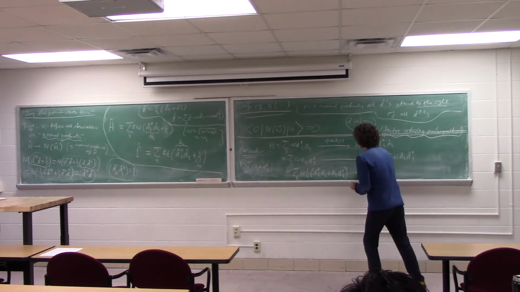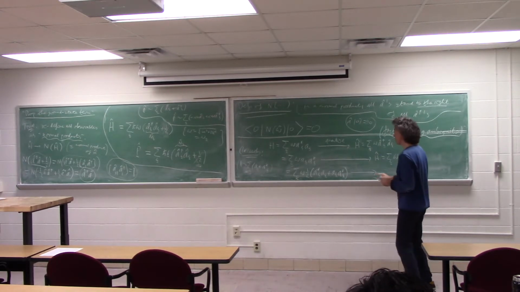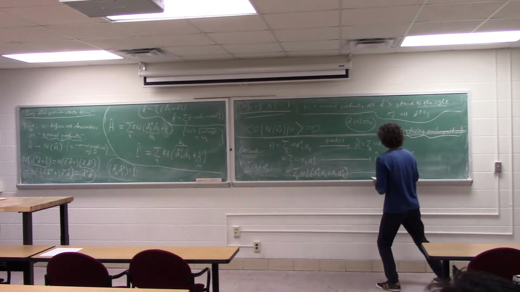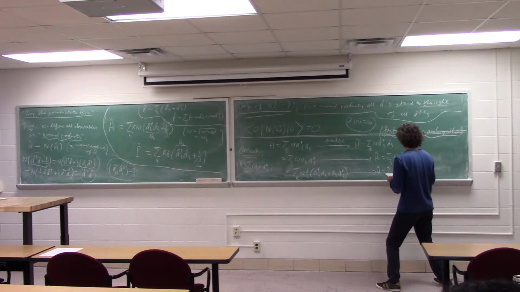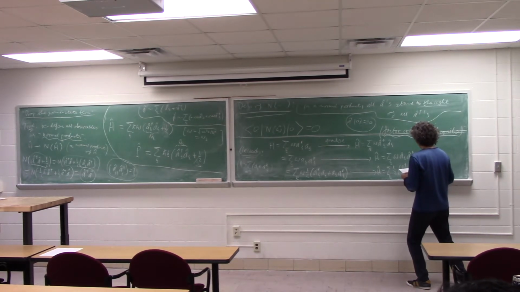If instead I chose this one, what would I get? I would get a sum over k, 1/2, A hat dagger k, A hat dagger k, A hat k plus A hat k, A hat dagger k.